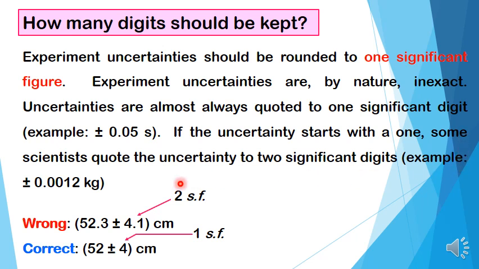For example, plus minus 0.0012 kg. The uncertainty recorded here, 4.1, is incorrect because it consists of two significant figures. It should be rounded to one significant figure, which is 4.